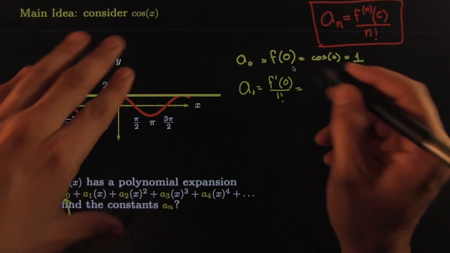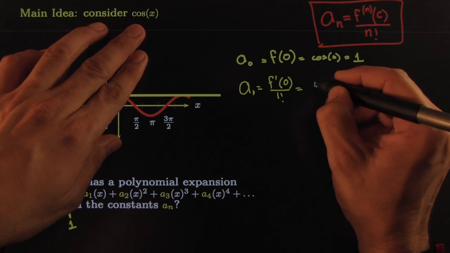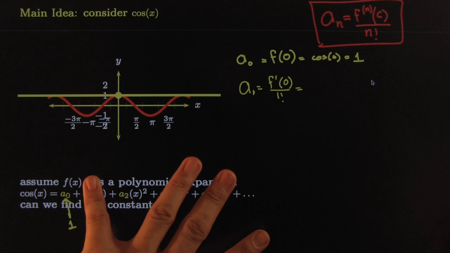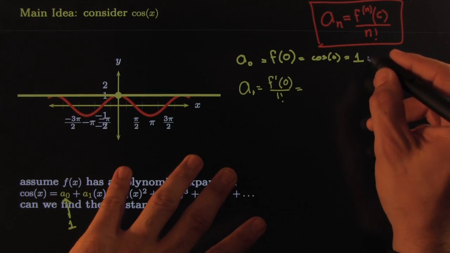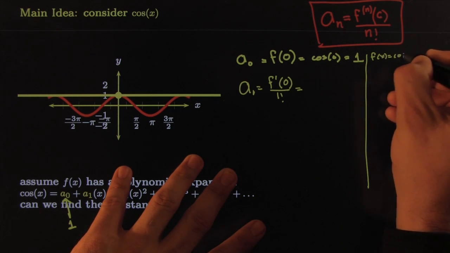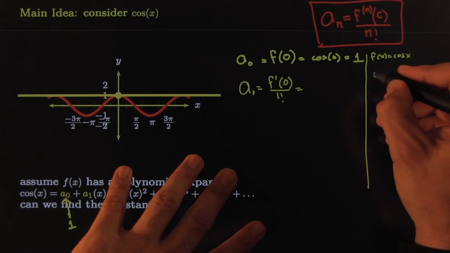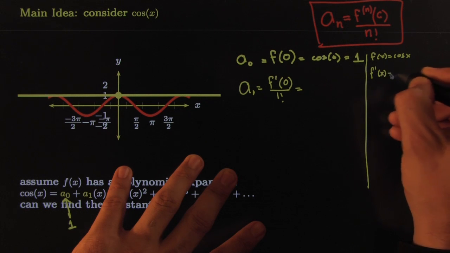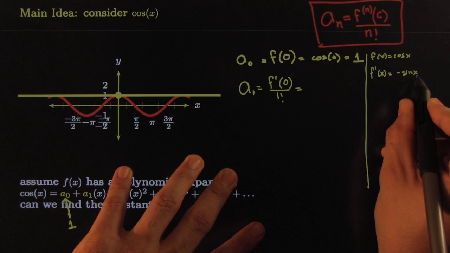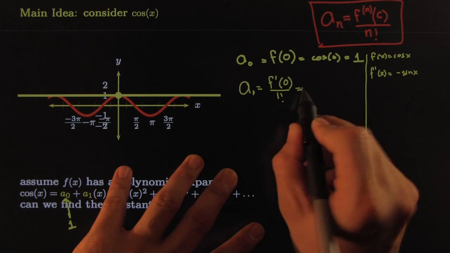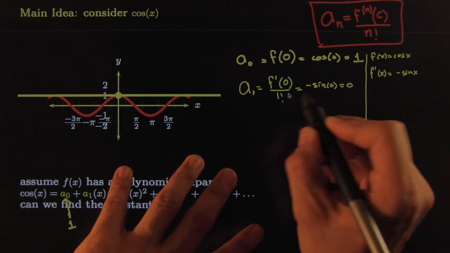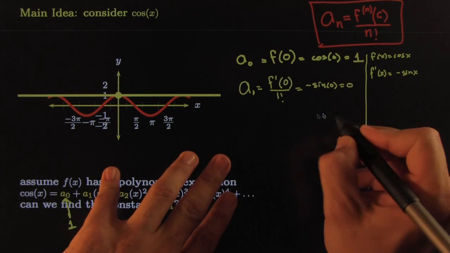So, first derivative, what's the first derivative? The first derivative would be, let me think. I should find my derivatives here on the side. I will do them here, my derivatives. So I know f of x is equal to cosine x. Yes, f prime of x would be equal to negative sine of x. So my first derivative at 0 gives me negative sine of 0, which is equal to 0. So therefore A1 is 0, and now I've got my first polynomial.